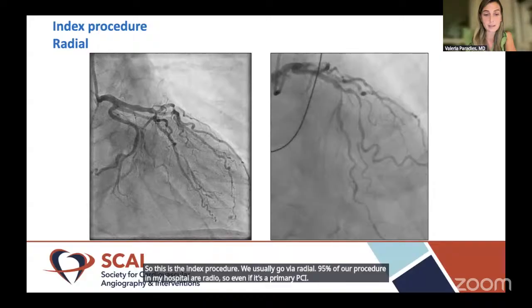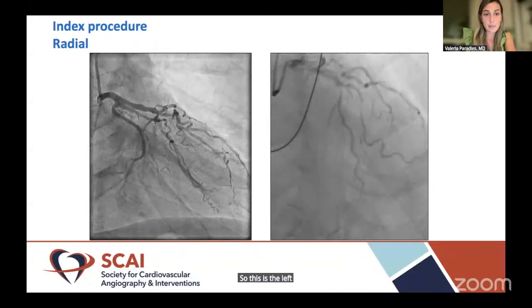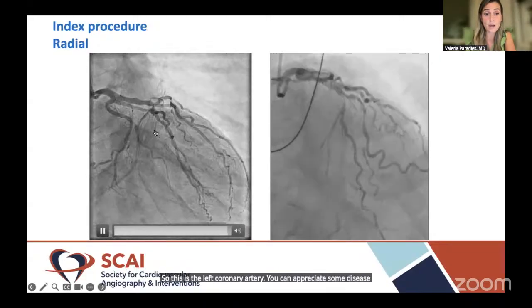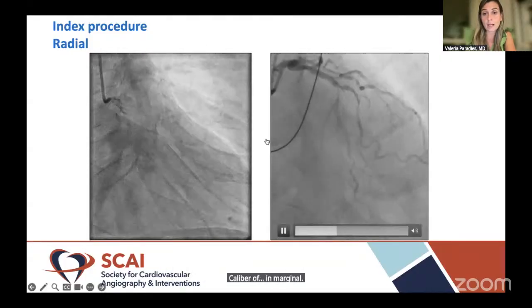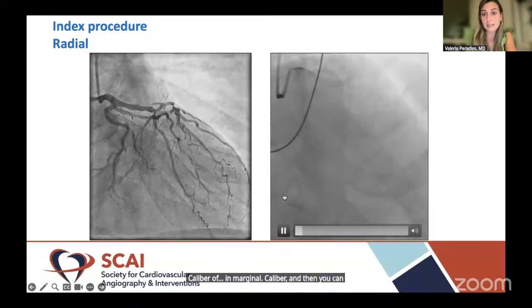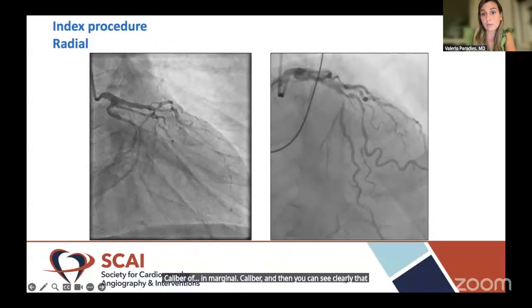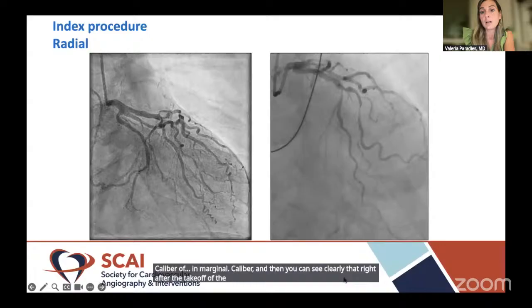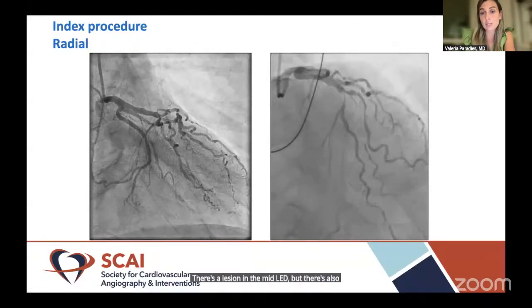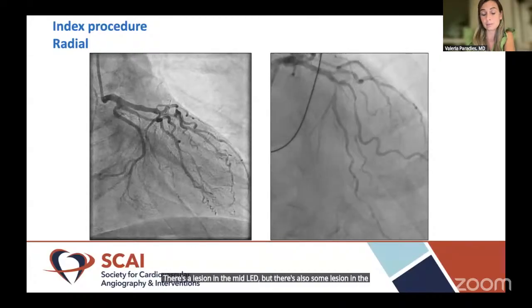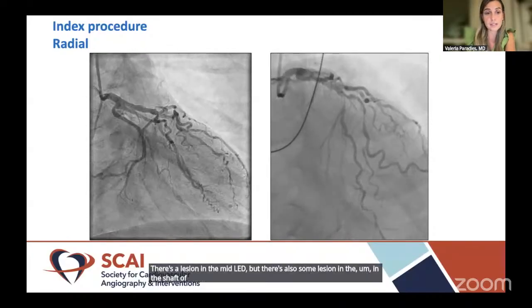So this is the left coronary artery. You can appreciate some disease in a really small caliber marginal, and then you can see clearly that right after the takeoff of the second diagonal, there's a lesion in the mid LAD, but there's also some lesion in the shaft of the second diagonal.